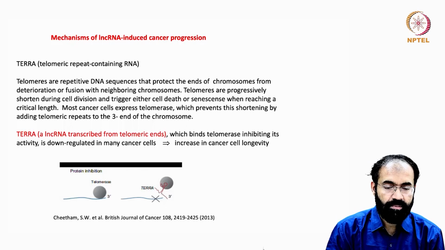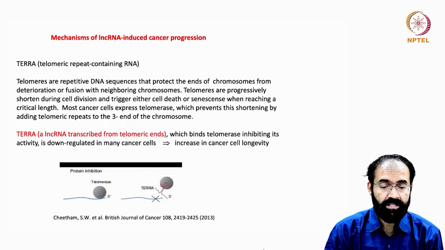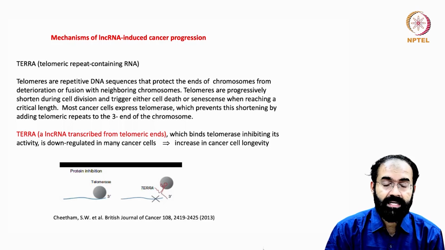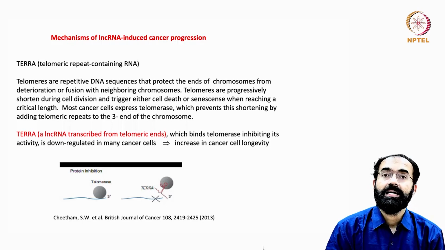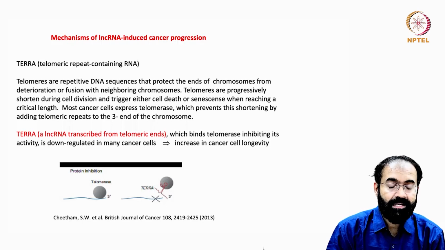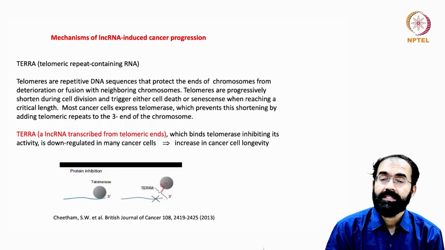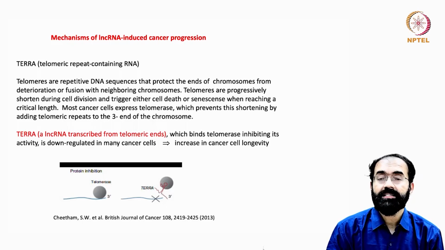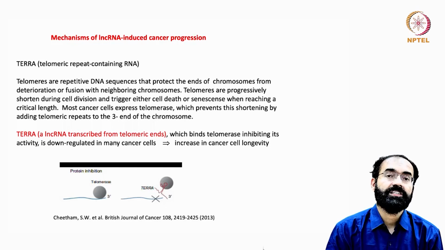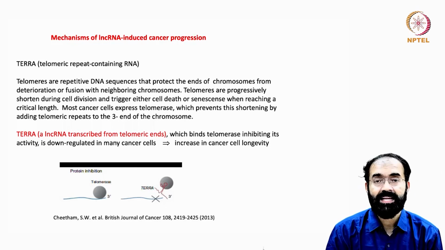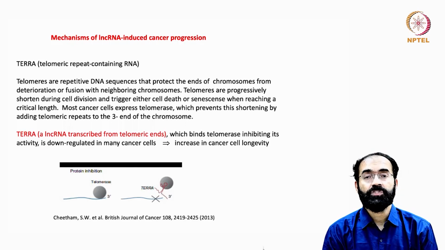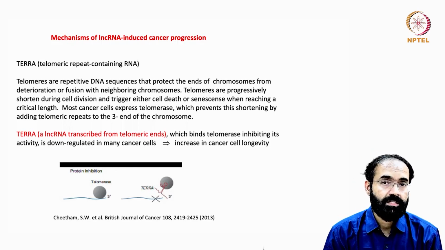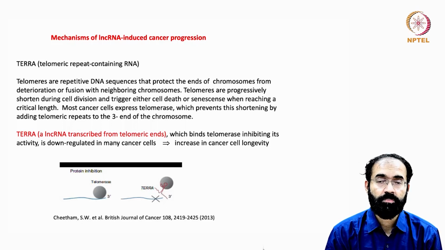So we were here in the previous lecture that the non-coding RNA TERRA, the lncRNA transcribed from the telomeric ends, can bind to the telomerase enzyme, inhibiting its activity, and it is downregulated. This non-coding RNA is downregulated in the cancerous cells, because of which the telomerase activity is high, enabling the cancer cells to evade apoptosis or cellular senescence and subsequent programmed cell death.